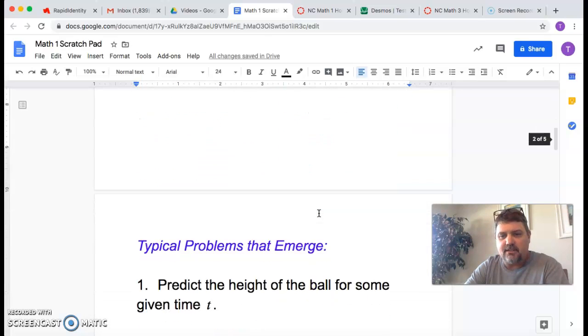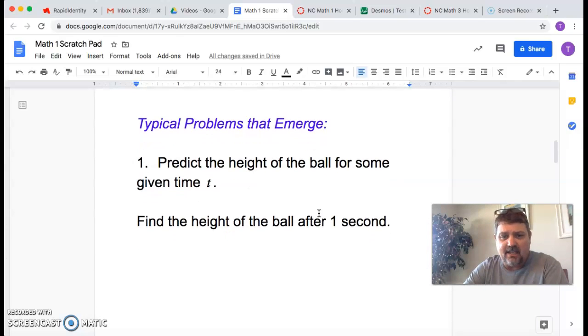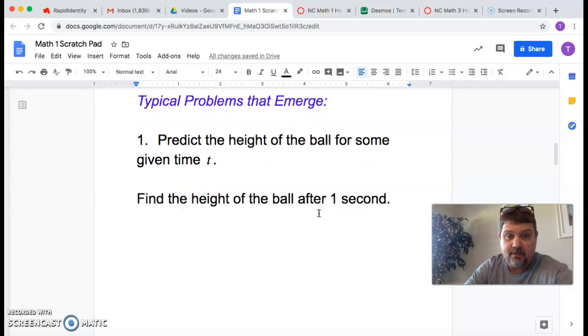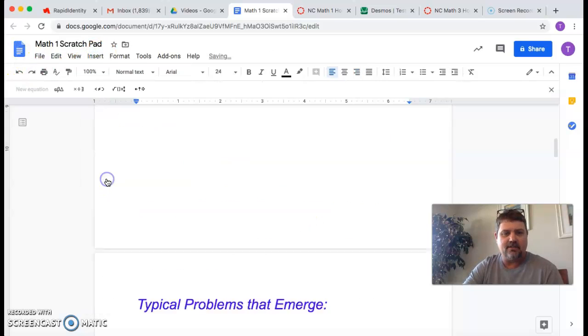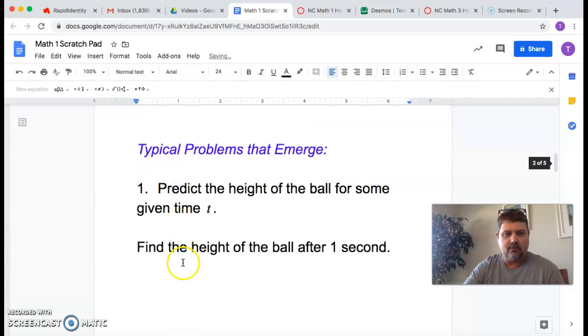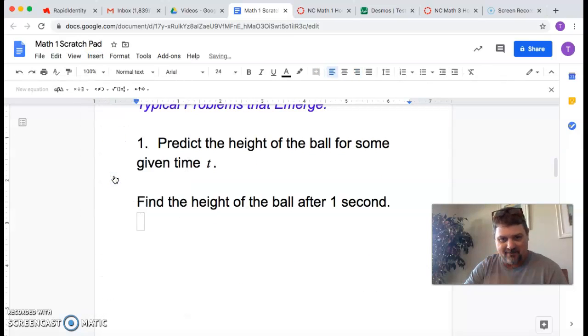Let's go through here and see some typical problems that emerge and things they ask us to do. It says predict the height of the ball for some given time t, probably the simplest question that you can run into. In this case, they're saying, how high is the ball after a second? That boils down to just evaluating the function at 1. This is a time unit, it goes into the function. This function is built for those times.